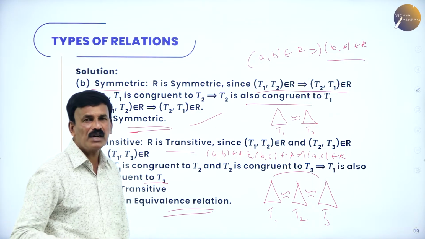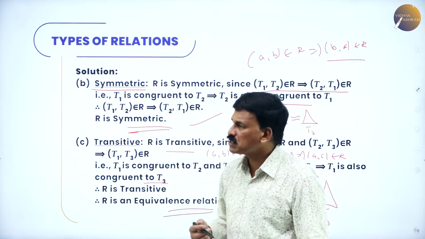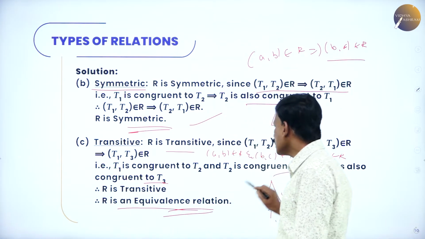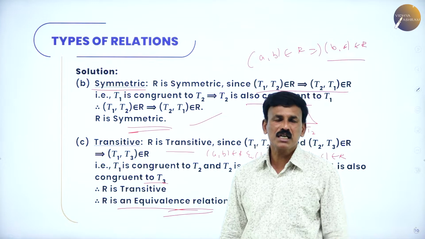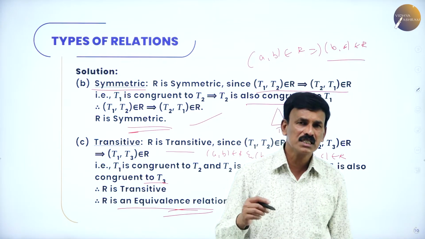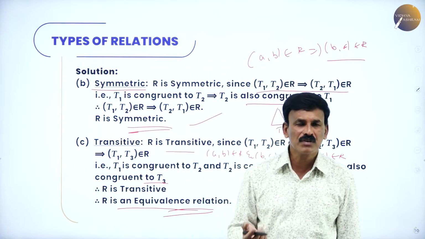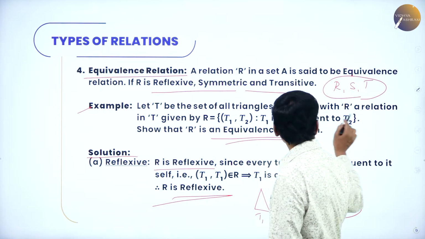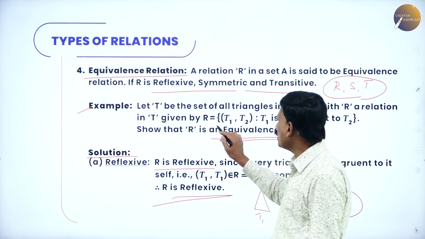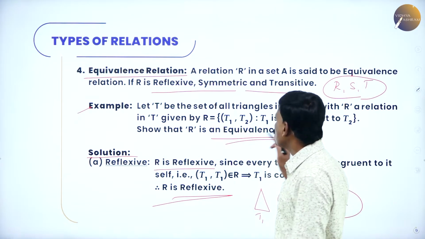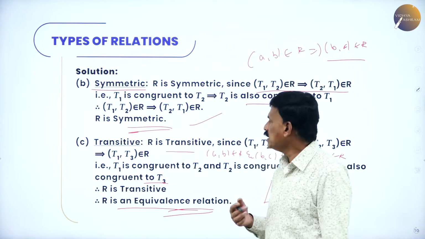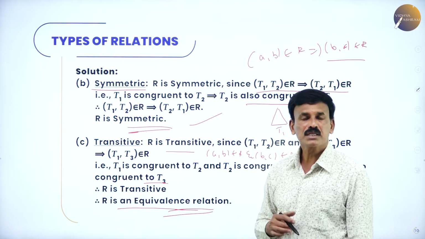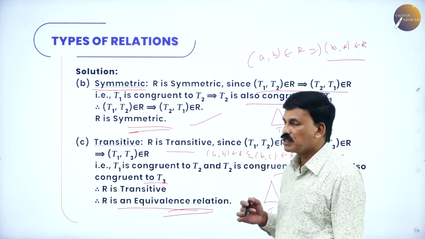Since R satisfies reflexive, symmetric and transitive, therefore R is an equivalence relation. Suppose in the examination they may ask, define equivalence relation, or give an example for an equivalence relation, then you can write this itself, it is enough. Let T be the set of all triangles in a plane with R a relation in T given by R equals (T1, T2) such that T1 is congruent to T2. This is an example for an equivalence relation which satisfies all the three conditions: reflexive, symmetric and transitive. That's it. Okay. So this is very important for 3 marks.